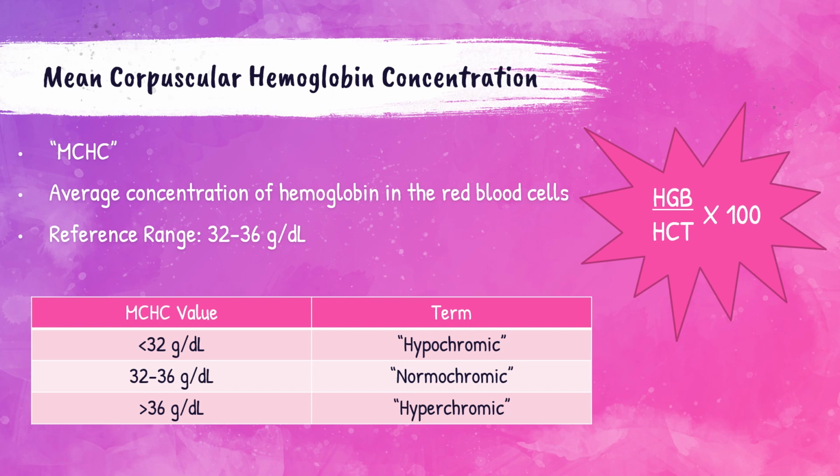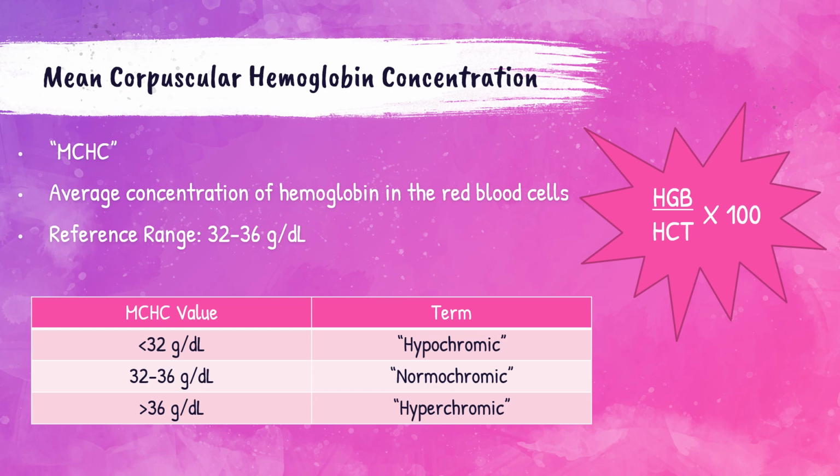So this index is measured in grams per deciliter, and the normal reference range for this is 32 to 36 grams per deciliter. Now recall that the MCV parameter describes the size of the red blood cell. Okay, so that's MCV. MCHC, of course, tells us the concentration of hemoglobin in the red blood cell, which is going to affect the central pallor of the red blood cell. And I'll explain this a little bit more on the next slide.